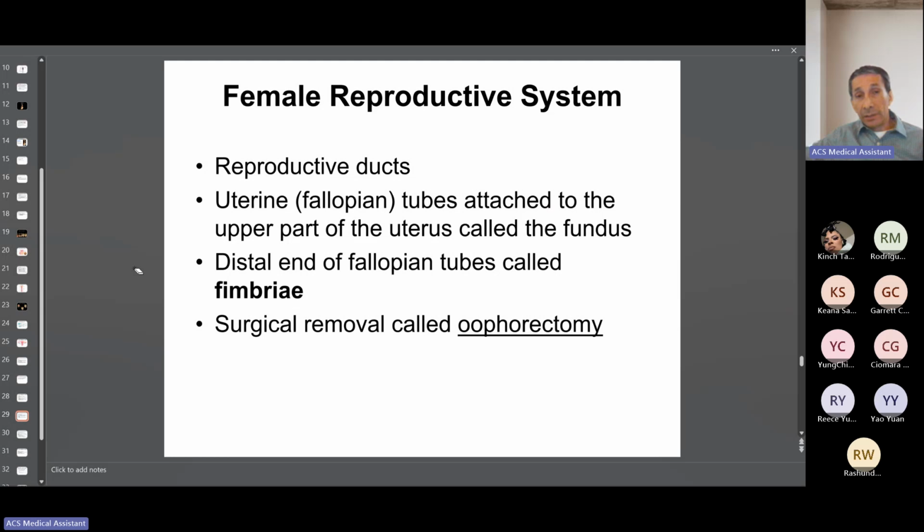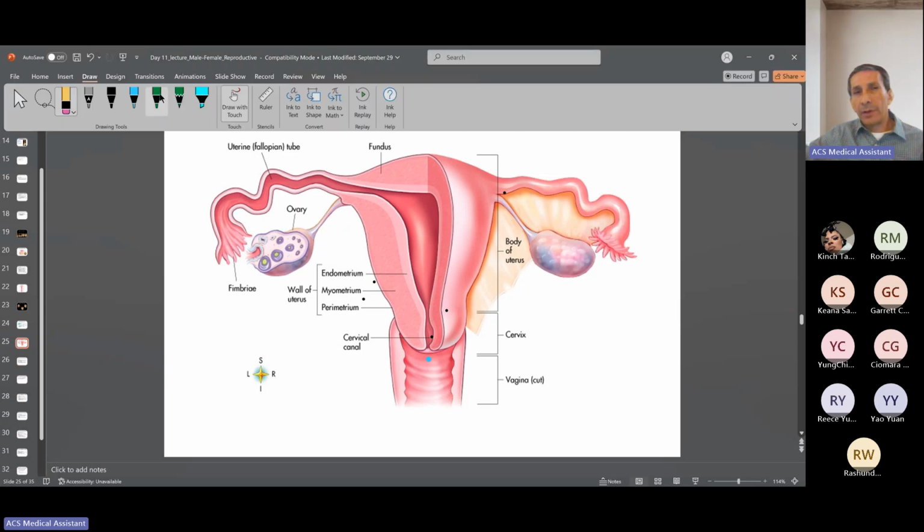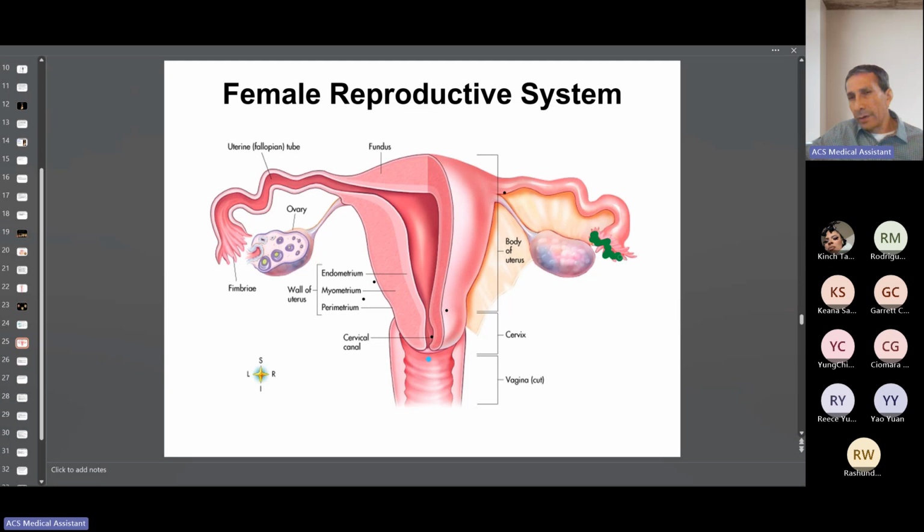Now, at the end of the fallopian tubes, meaning the distal part of the fallopian tubes, is called the fimbriae. Now, the fimbriae are these finger-like structures. Remember, these are the ones that work as suction, like a vacuum, when the female releases their egg. So let's go back to that image again. Remember these finger-like structures right here on the distal part of the fallopian tubes?